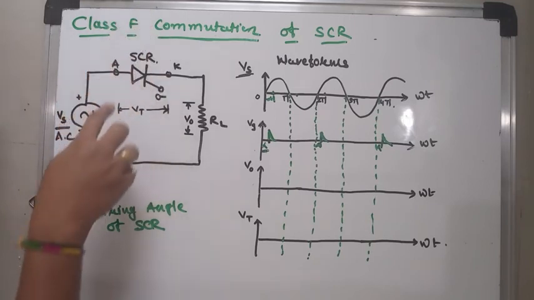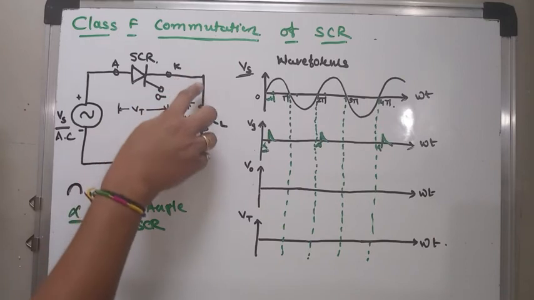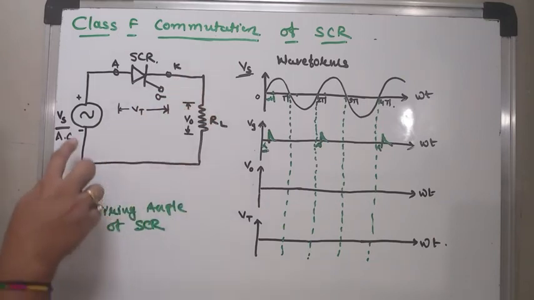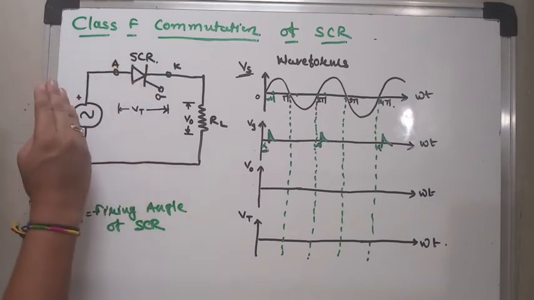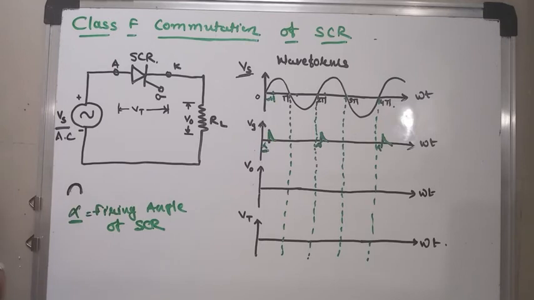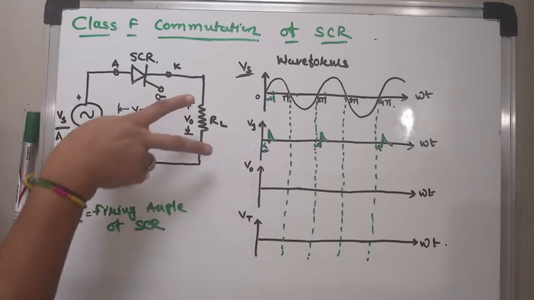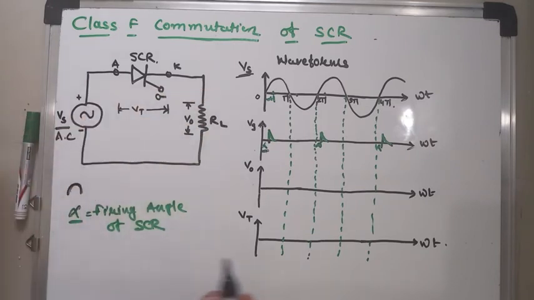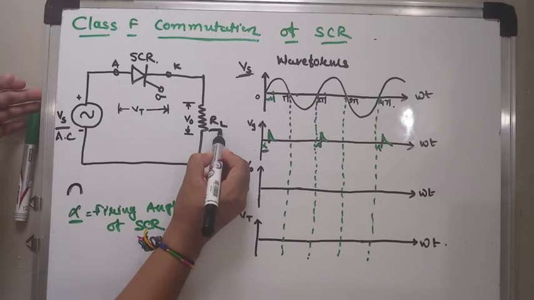So what will happen, the load current flows from the positive through the SCR, through the load resistance, to the negative, which means the SCR allows the flow of current from your source to the load. So you will get the output voltage VO, that is the output voltage across the load resistor. Here the load resistor means the load is purely resistive type.